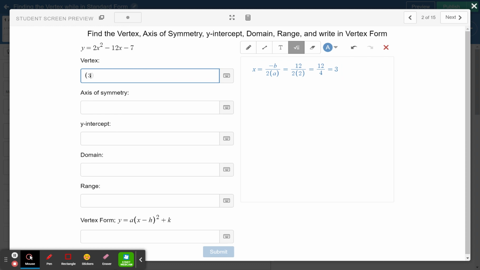Okay, now to find the y coordinate of the vertex, you are going to take your answer and sub it back into the equation. So instead of x, we're going to substitute in 3. So we're going to do 2 times 3 squared minus 12 times 3 minus 7. Okay, and we can just type that into our calculator and get our answer for y.